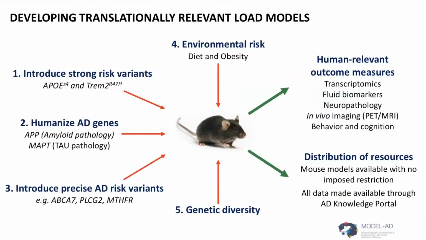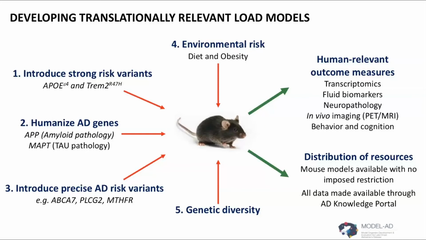When we think about creating new translationally relevant LOAD models, we divide it into a number of different aspects. The first one that we chose was to introduce strong risk variants for late onset Alzheimer's disease. So very much getting away from the idea that Alzheimer's disease has amyloid and tau pathology, so let's drive that as fast as we can, for instance. But let's design our models based on the genetics of late onset Alzheimer's disease. Two of the strongest risk factors that we introduced initially were the E4 variant of ApoE, as well as the R47H variant of TREM2. And so we made that, and I'll show you some data on that model.